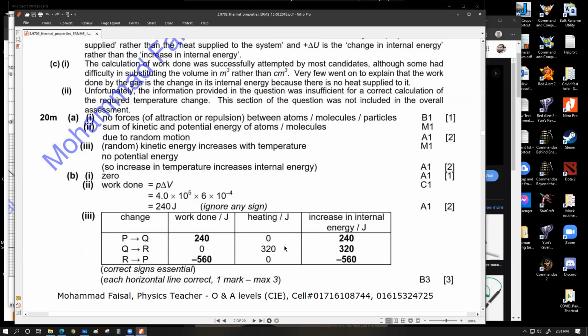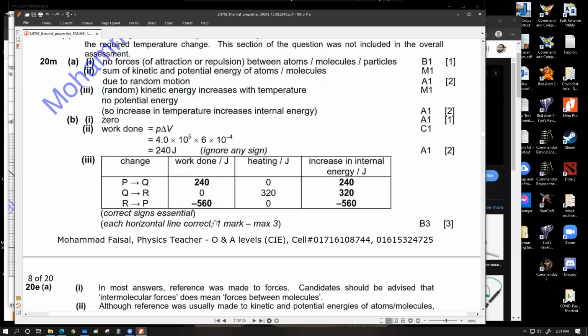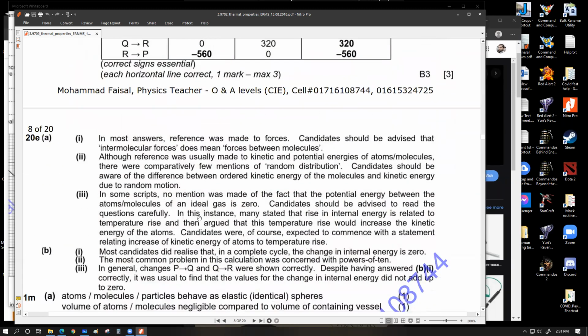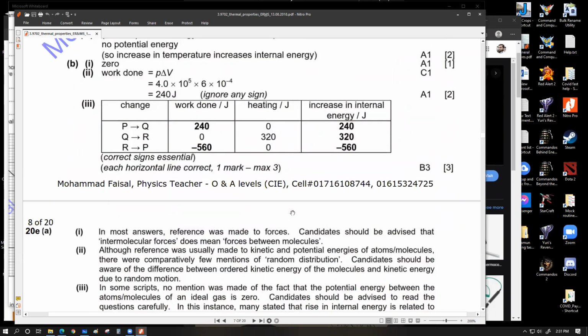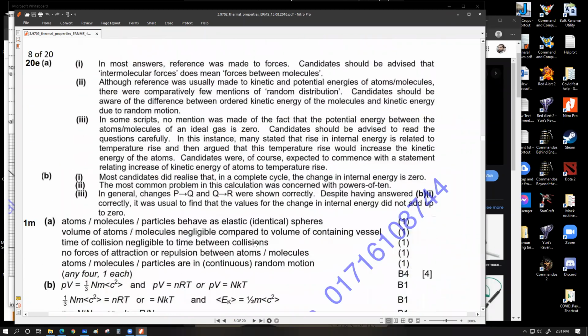Yep. If you have a look at the explanation, it says, in some schemes, no mention was made of the fact that the potential energy between the atoms or molecules of an ideal gas. What? Yeah. This is B2. Oh, sorry. B3. I'm looking at the A3 board for this.